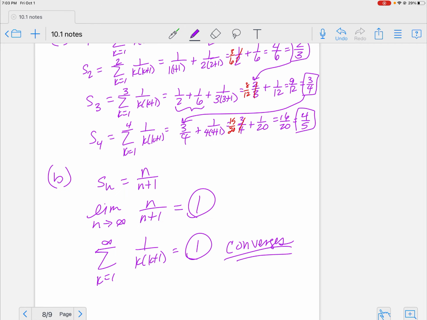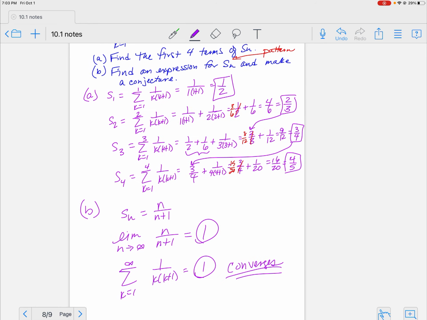Not bad, right? So that's it. When you have these patterns, you're going to look at the first 4 terms. What is the pattern? And then once you have that pattern, then you take the limit, and that is your value. If your limit diverges because it goes to infinity or whatever you've got going for you, then so does your series. Not bad, right?